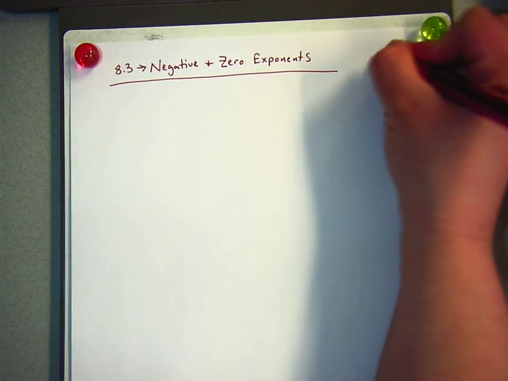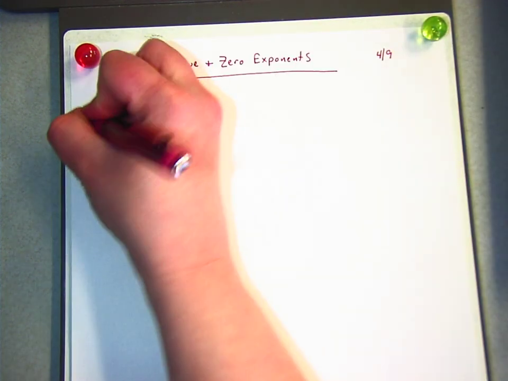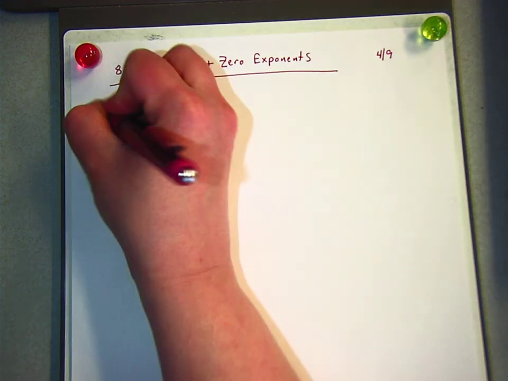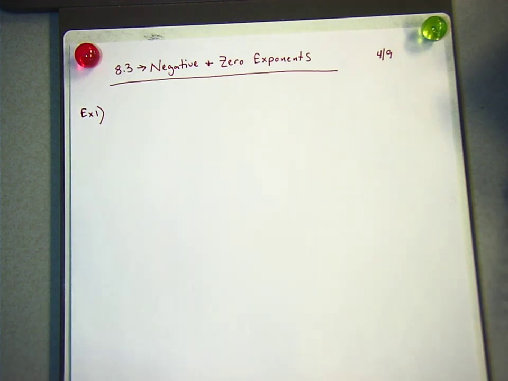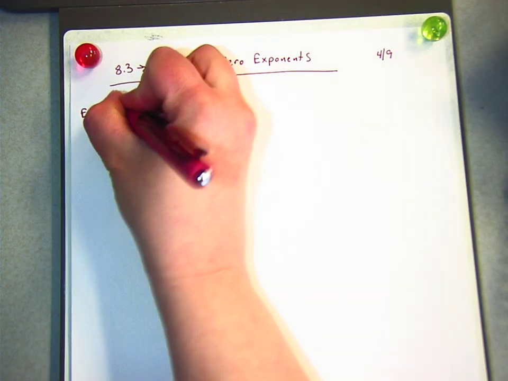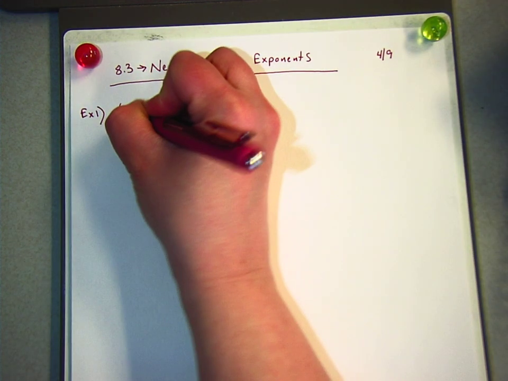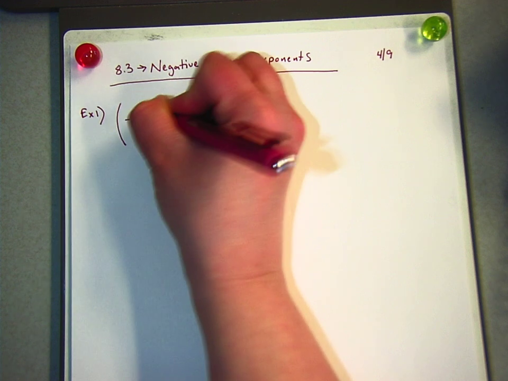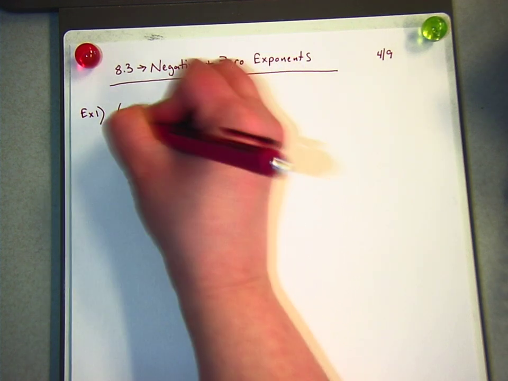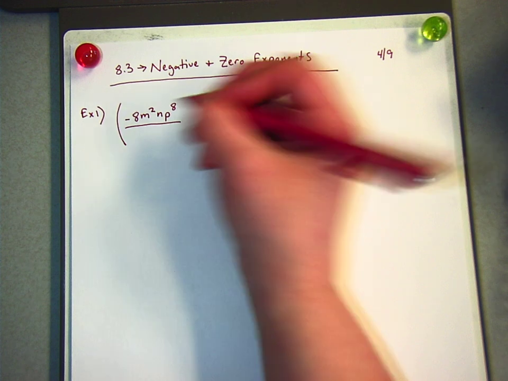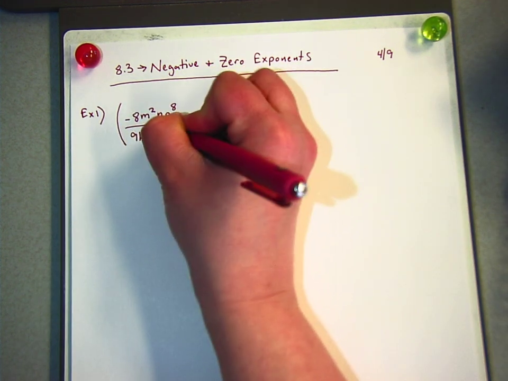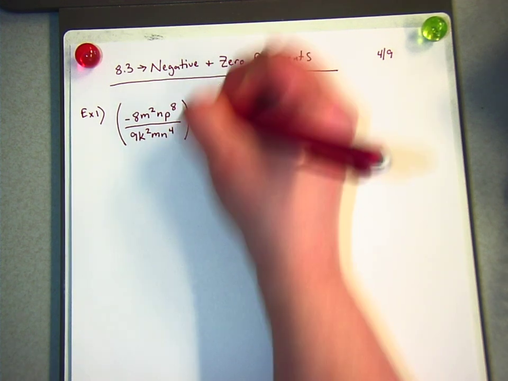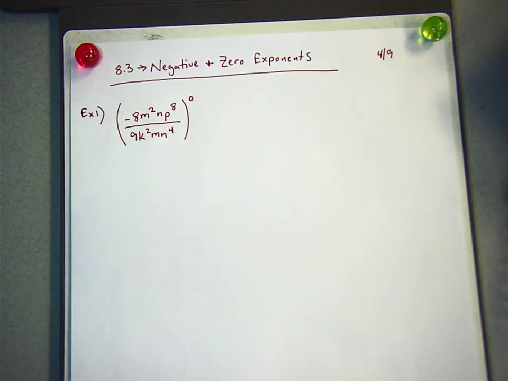Okay, today is 4/9. Example 1. Let's suppose we had negative 8m squared n p to the 8th over 9k squared m n to the 4th, all to the power of 0.